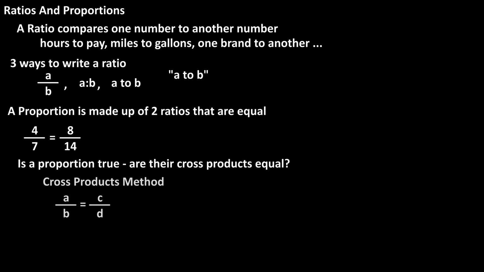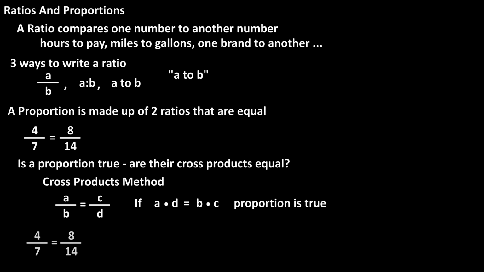The cross products are found by multiplying the numerator of the first fraction by the denominator of the second fraction, and multiplying the denominator of the first fraction by the numerator of the second fraction. And if these values are equal, the proportion is true. This is often written as A over B equals C over D if A times D equals B times C. And this is called the method of cross products.